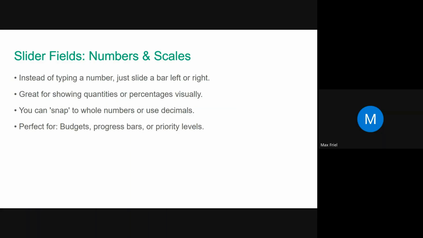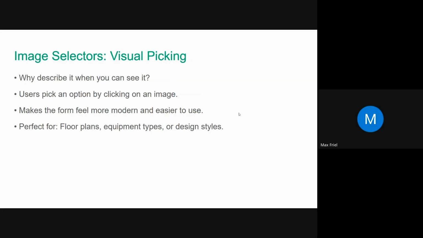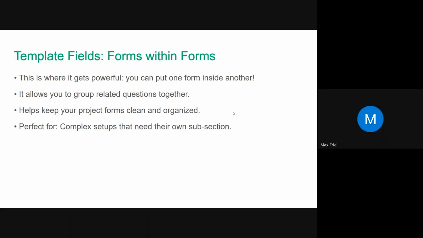The next thing we have are slider fields. This is numbers and scales. This is where you would get square foot of a room or number of users or anything else that is numerically based. Finally, we have image selectors. This is where you can choose from a variety of images. Things like if you needed a shape of a room, you could put up different shapes of a room and choose one of those. Finally, template fields. So if you want to create multiple engagement templates and then include them within other engagement templates, you can do that as well.